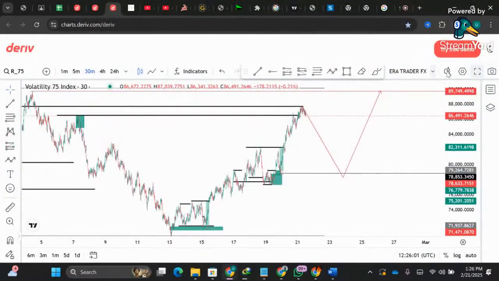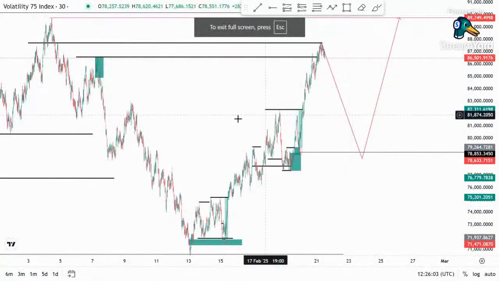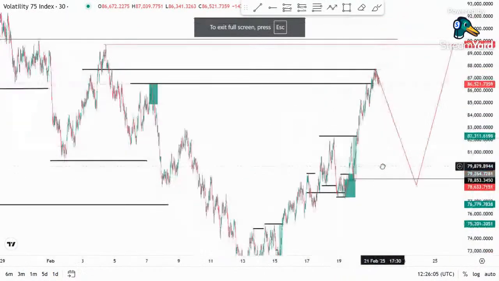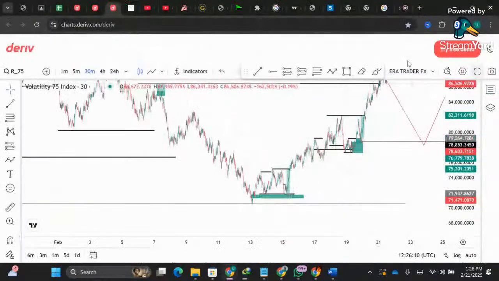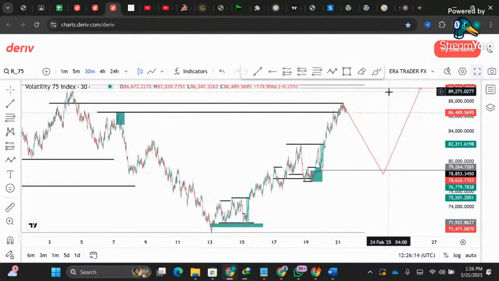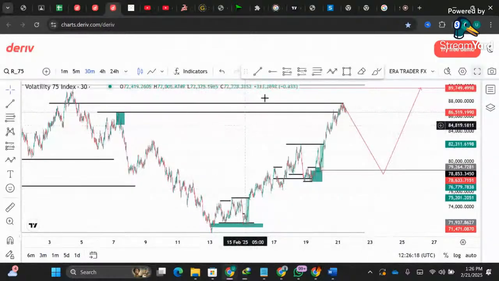V75. Even if price does not necessarily come back, look for buys because the buys are more favorable, because now we are currently on a minor uptrend to take out liquidity and now continue to sell. I hope that is clear.